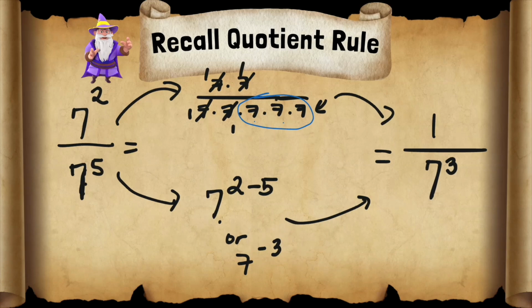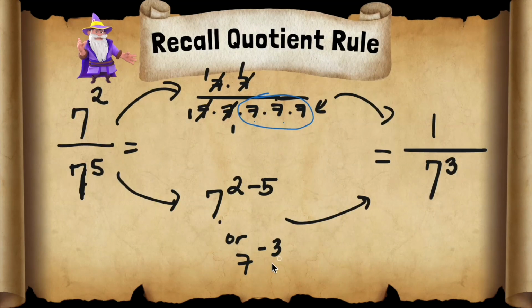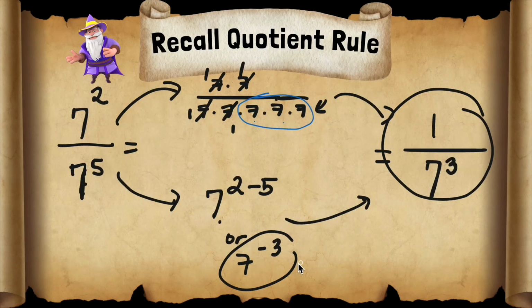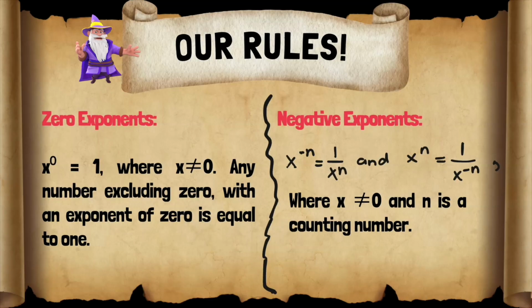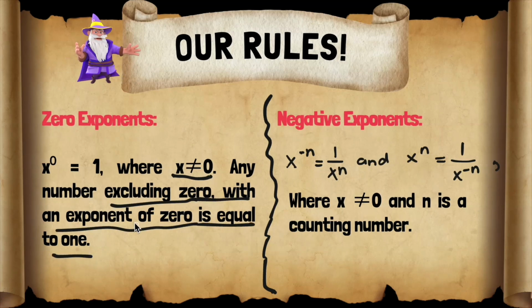Okay? So now I will show you the rule we will use throughout the lesson. There is a reason why the format is like this. So there are two rules I will teach you. The first rule is the zero exponents, where if there is a base x being raised to 0, it is always equal to 1. Okay? The rule says x should not be equal to 0. So, any number excluding 0 with an exponent of 0 is always equal to 1.